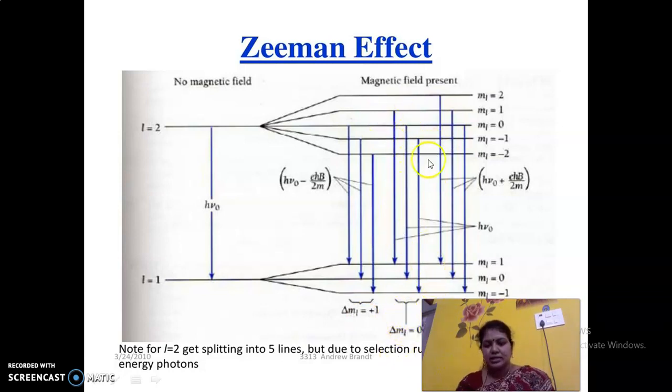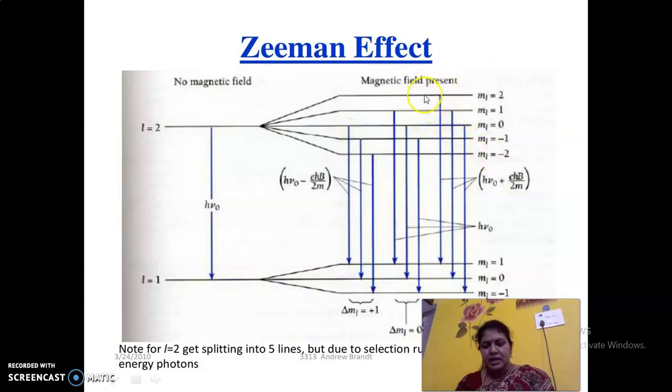Consider these three transitions in the middle. They are from 1 to 1, 0 to 0, -1 to -1. That means del ML value is the final ML minus the initial ML. So it is 1 minus 1, 0; 0 minus 0, 0; -1 minus of -1, 0. So these three transitions correspond to del ML value 0 and they give rise to a single spectral line.